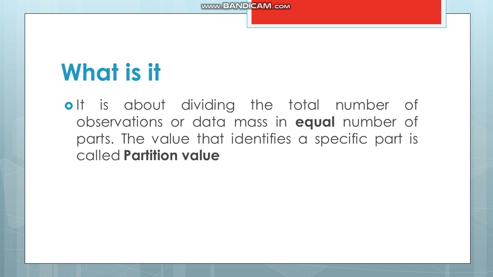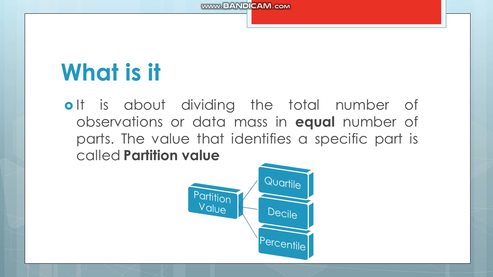Partition value means it's all about dividing a particular data mass, or particular observation or series, into an equal number of parts. Now the values that actually divide those into an equal number of parts are called partition values. Partition values can be of primarily three types: quartiles, deciles and percentiles.